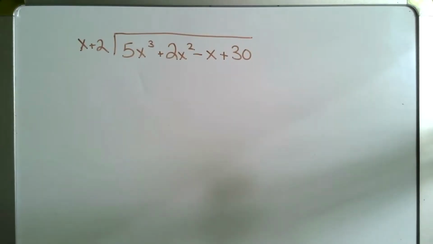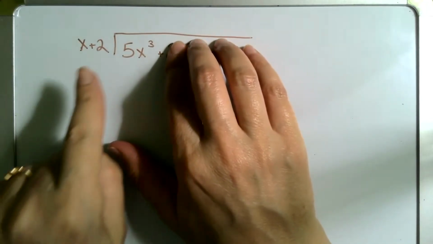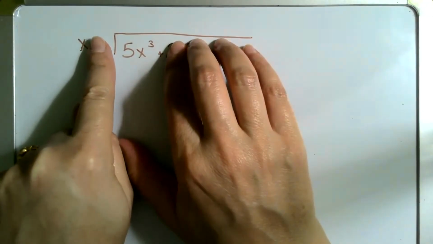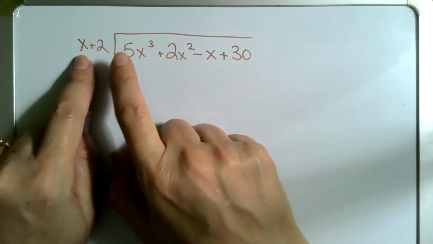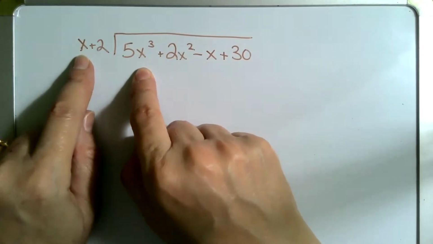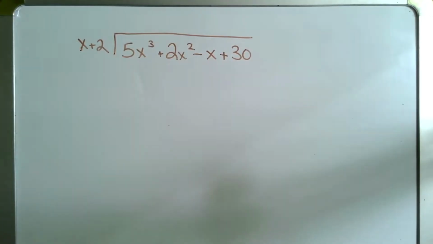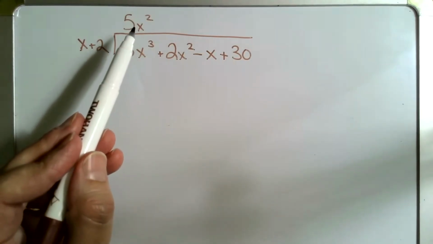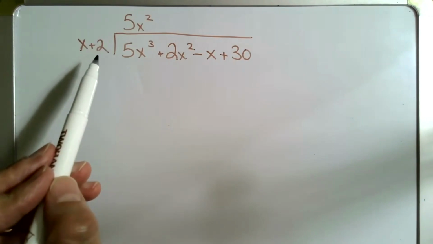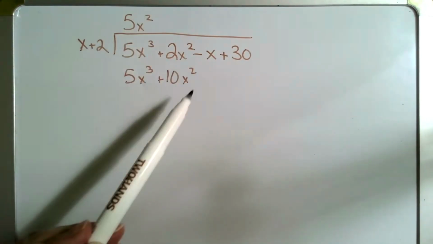Let's go. The way we get started here, we're going to ignore everything but the first term here. And we're going to say, what do I multiply this first term by to get me to this first term? Well, I can see I need a 5, and I need an x and an x, or an x squared. So that means I would put a 5x squared on top of my first term here, and now I will multiply this into both of the terms of this guy, getting 5x cubed and 10x squared.